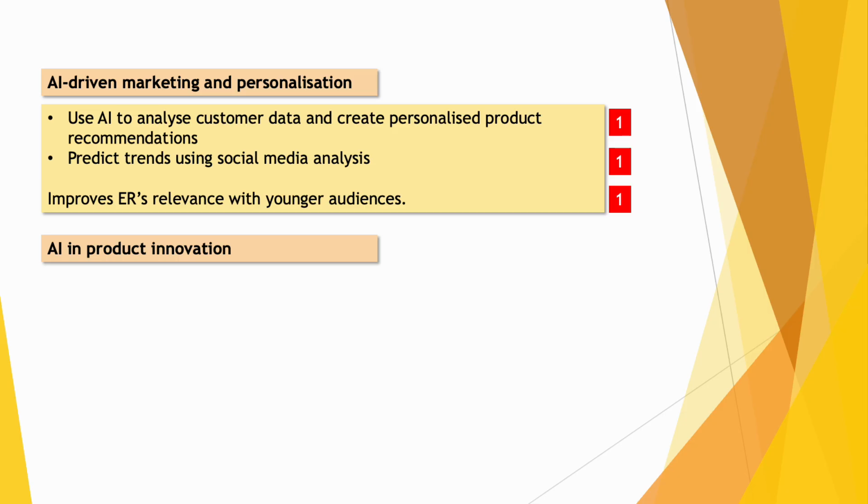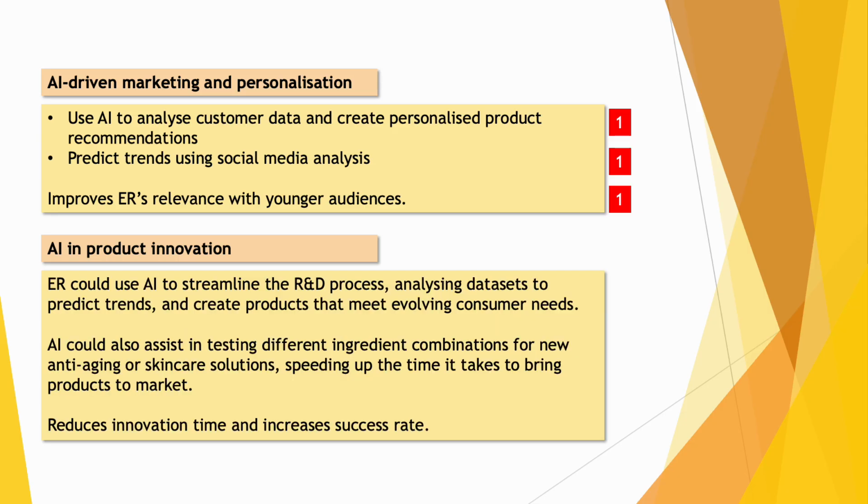Okay. Next up, you could have talked about AI in product innovation. Essentially, we know we have to spend a lot of money trying to develop new products. Well, AI will help you with that. So it can not only help you streamline the R&D process, but it could actually be used to help create products. If you feed it enough information, it should be able to help design new products, or at least support you designing new products. It can also assist in testing and just generally speed up the time to market.